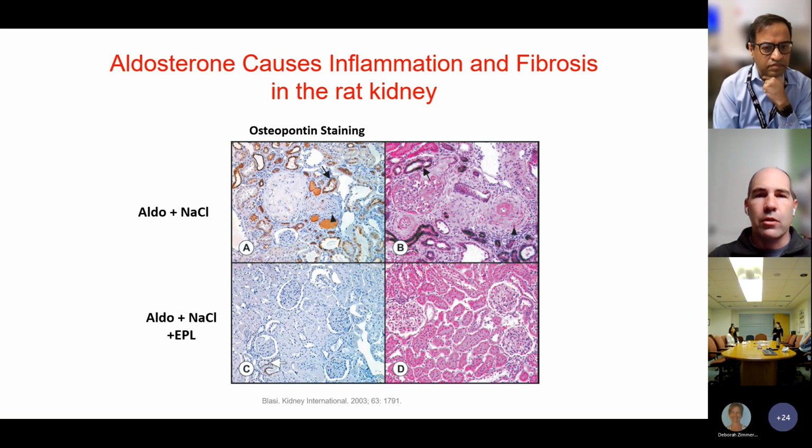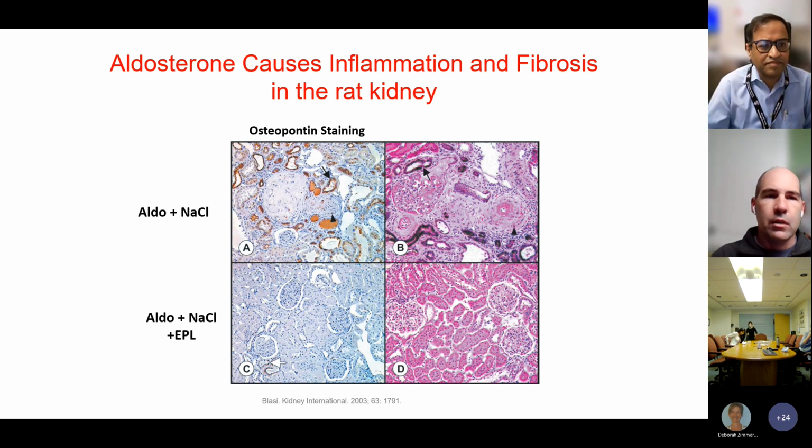So just a few slides on the basic science background on this. These are some of the first slides that really convinced people that aldosterone has a direct effect in the heart or the kidney. If you just give aldosterone alone to rats, then you provoke fibrosis in the kidney, glomerular damage, and inflammatory cell infiltration.